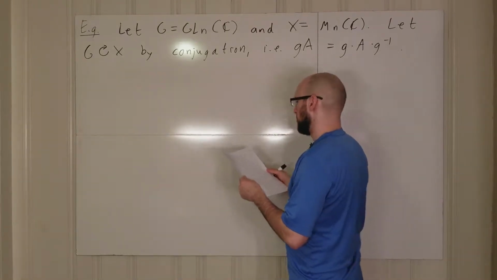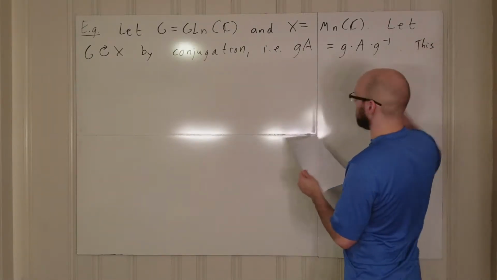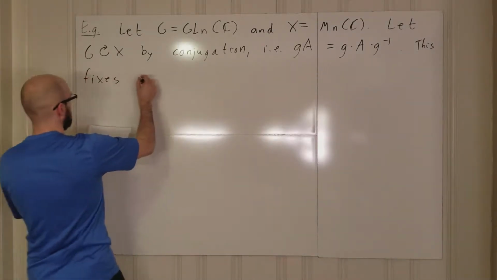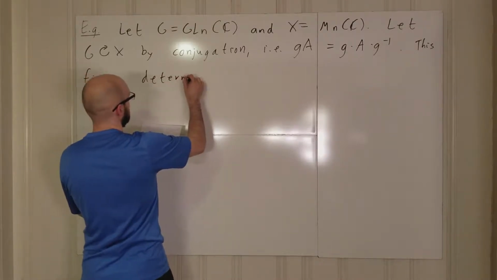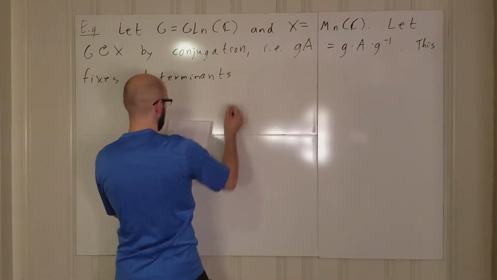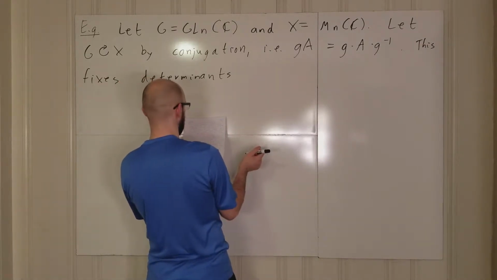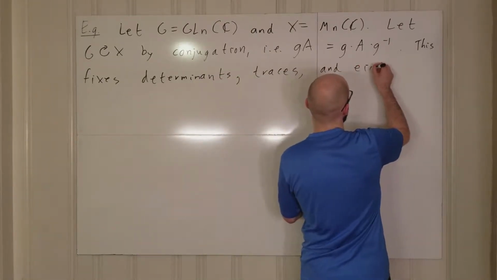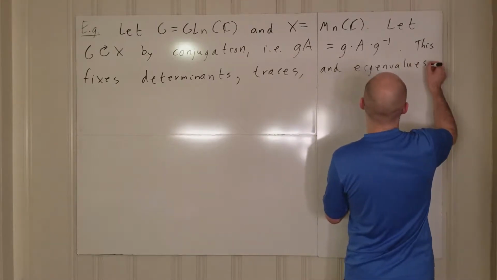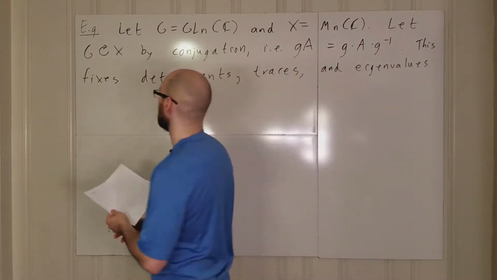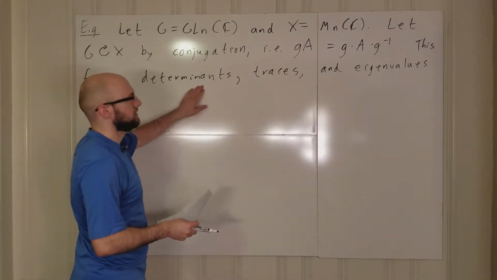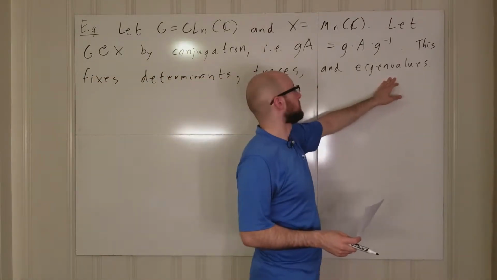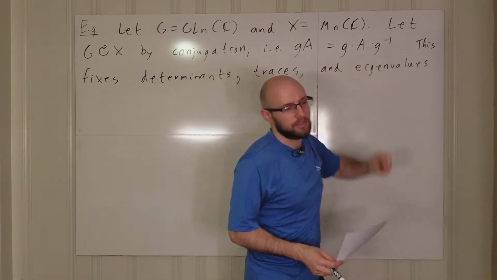So let's see here. This fixes determinants, traces, and eigenvalues. So this ends up being really nice. This fixes a lot of things. And this, did I spell this right? I don't know, probably, maybe not. But these facts, this is all just linear algebra stuff. The fact that g and g inverse are invertible matrices.